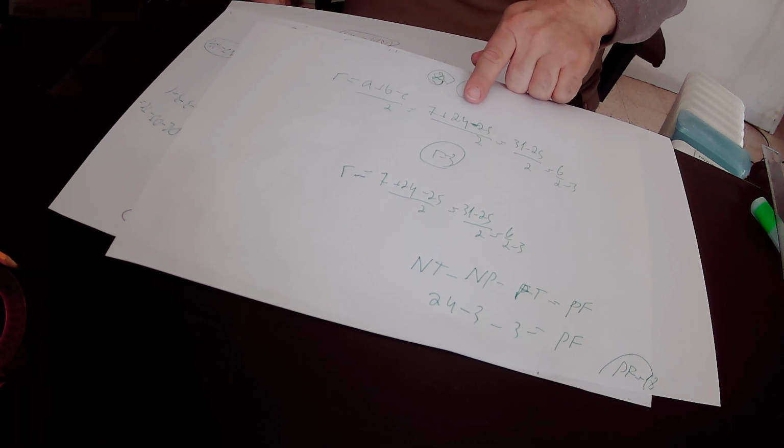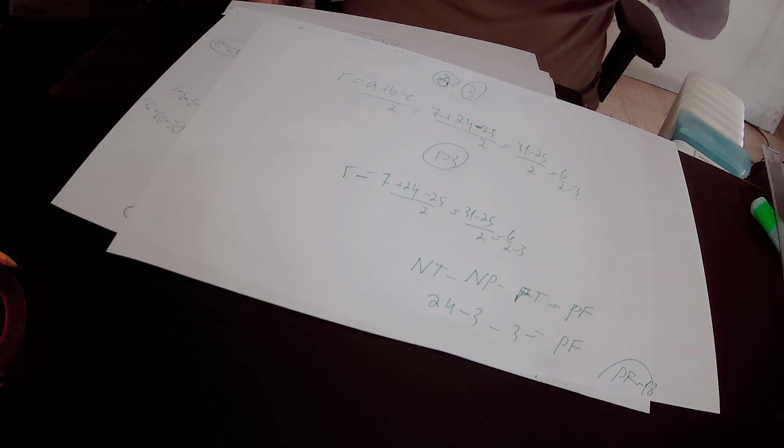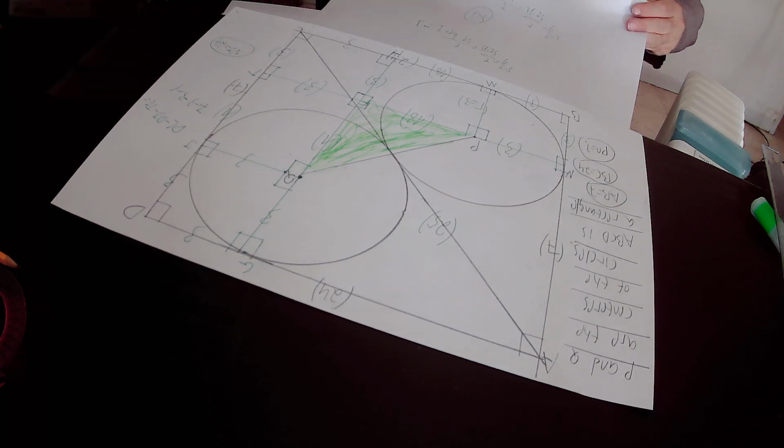I'll repeat again. The radius of the left circle equals A plus B minus C over 2. A is 7, B is 24, and the hypotenuse C is 25, all divided by 2. So 7 plus 24 is 31, 31 minus 25 is 6, 6 over 2 is 3. So we found out that the radius of the left circle equals 3 units in length.